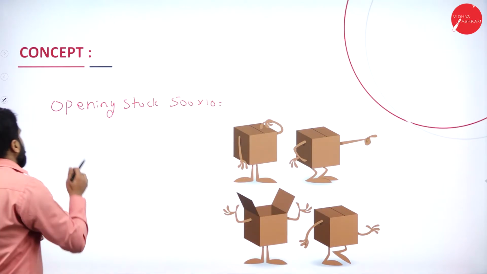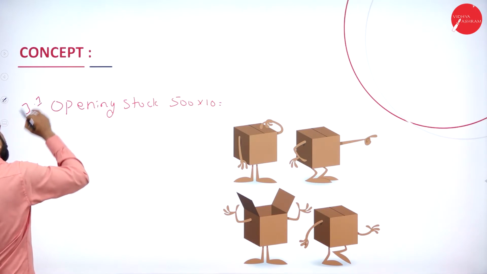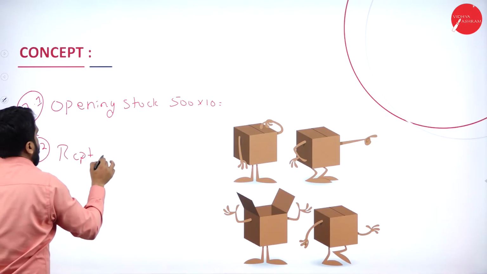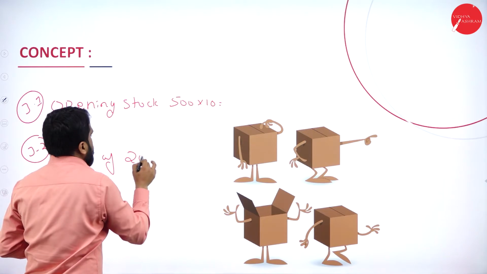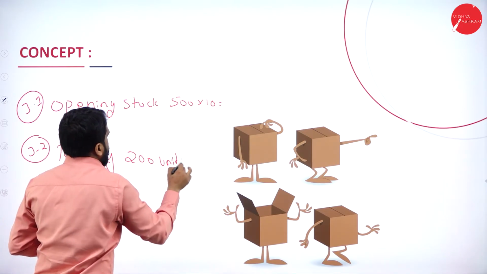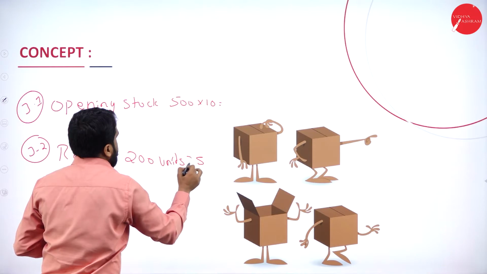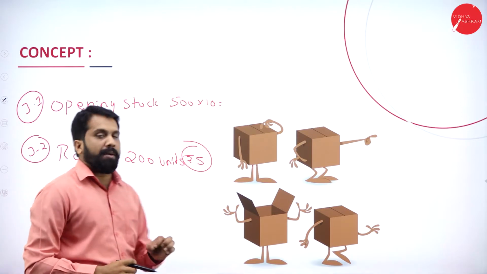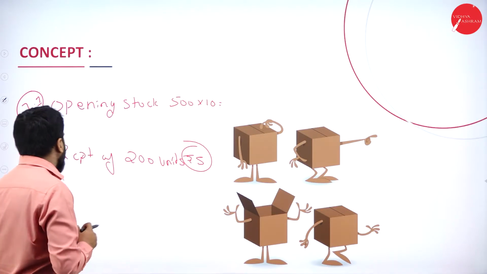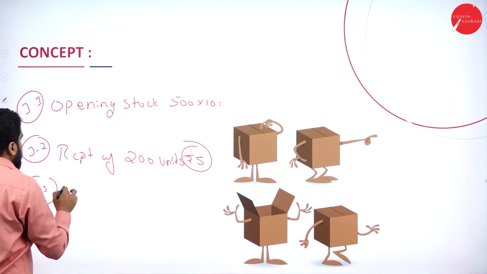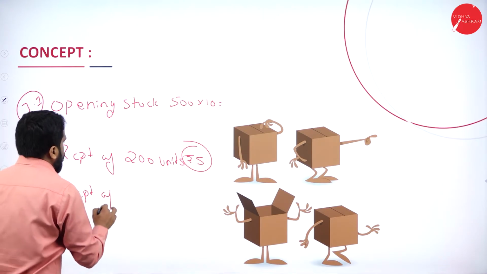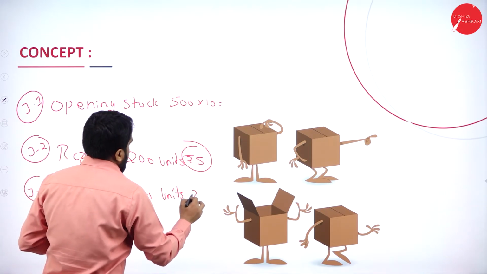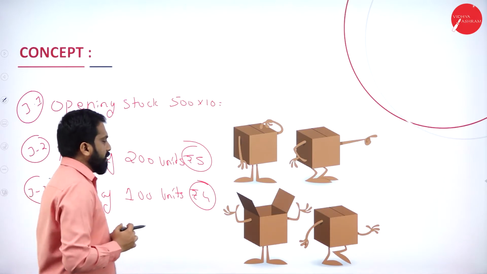Now, after this, on January 1st. Then, January 2nd, receipt of 200 units at 5 rupees per unit. So, I'll use shortcuts. So just we need number of units and rupees. Then January 3rd, again receipt of 100 units at rupees 4 per unit.